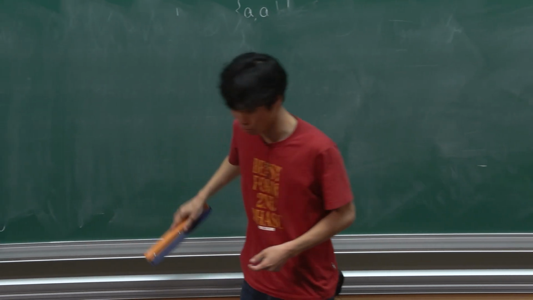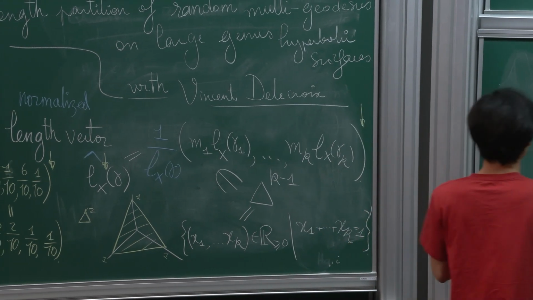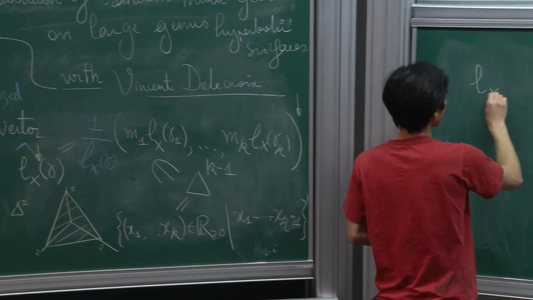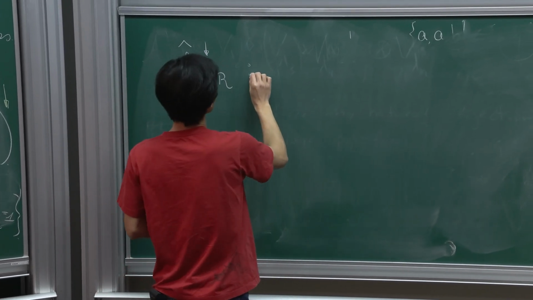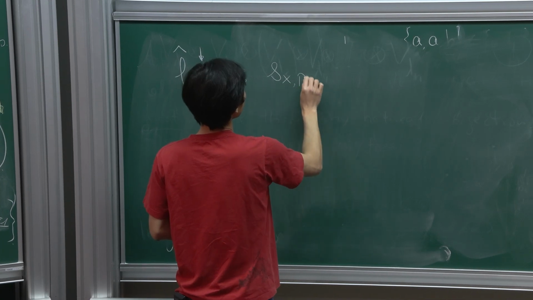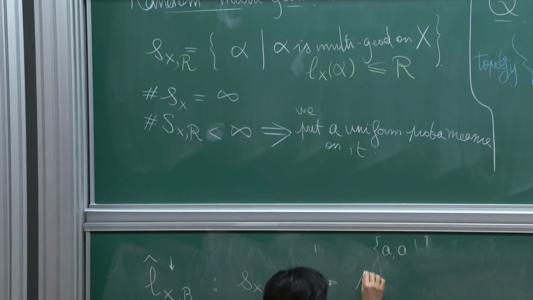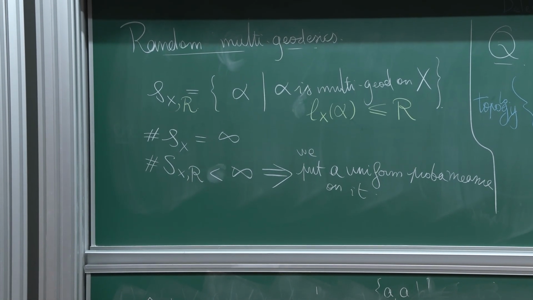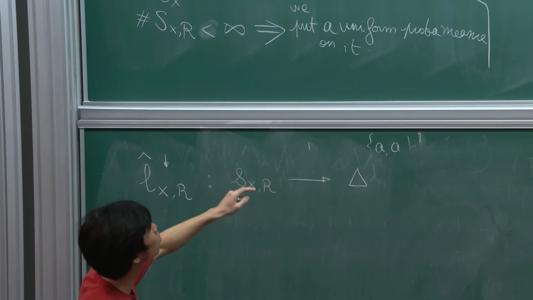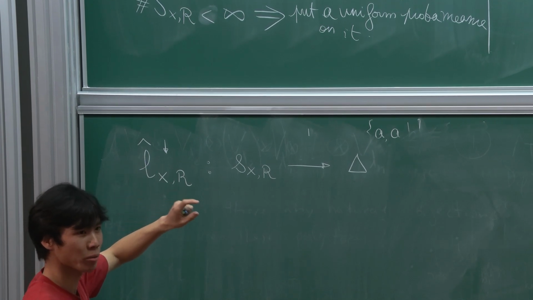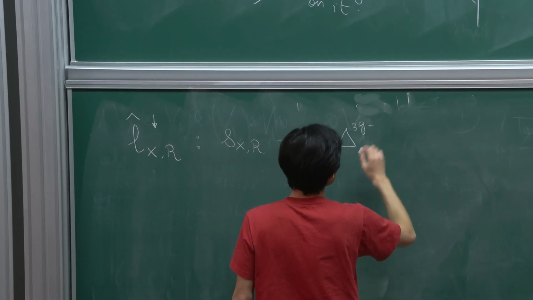Maybe I just do a simple recap. So we'll look at this. For the moment, it is a function. Maybe I can write it as this little arrow. It goes from this set of multi-geodesics that I defined here, and it goes to the simplex. And here you have a small bug, because you don't normally know how many components you have. But you do know that the maximum is 3G minus 3. So you can put something like 3G minus 3 minus 1.